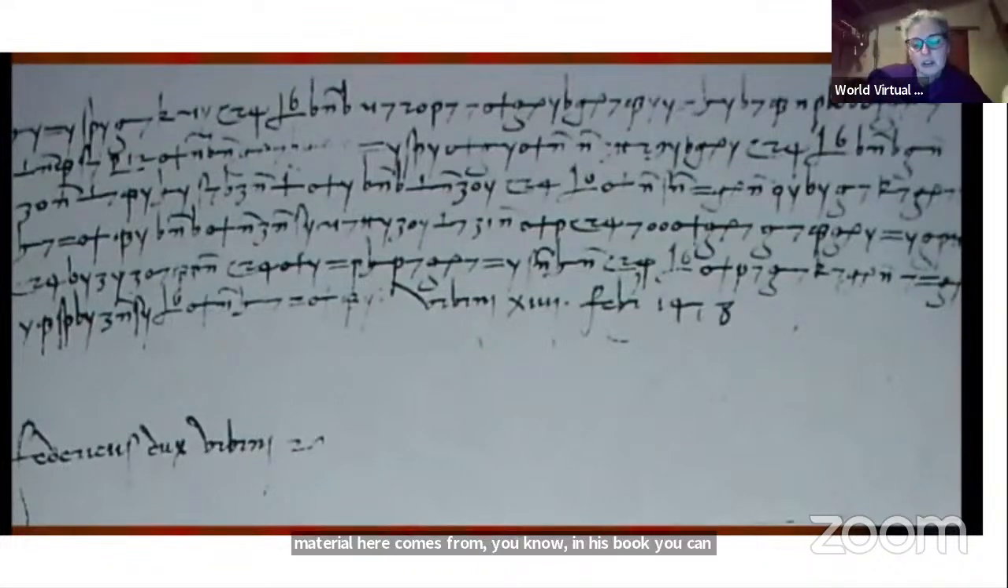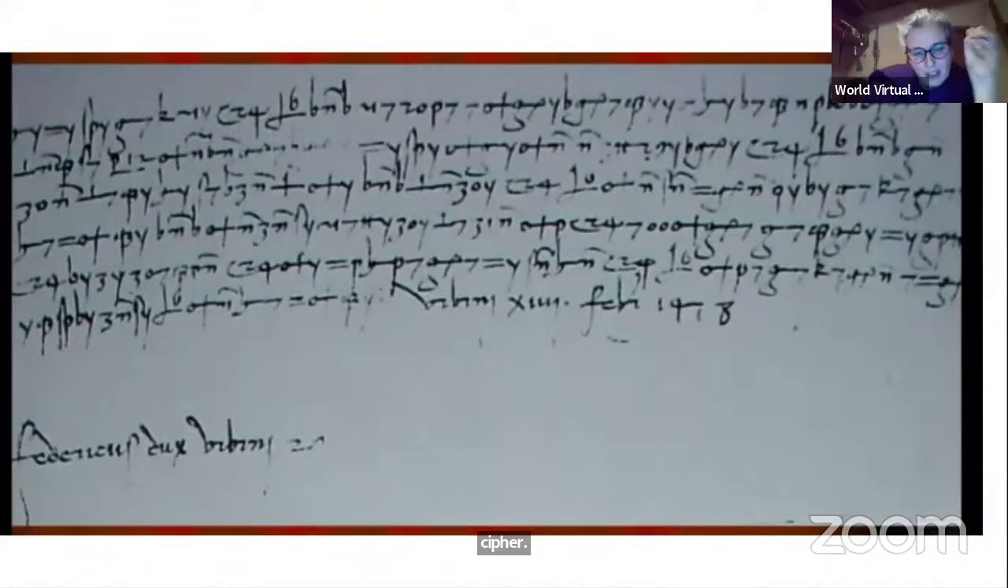And here you can see a letter. It's a letter that is signed, you see on the bottom, Federicus Dux, Urbino. And then the last words are the 14th of February. See, 14th of February, 1478. So just 2 months before this conspiracy. Now, the letter is much longer, but these are the last lines. Try to read it. You won't be able to because it's in cipher. So this is in code.